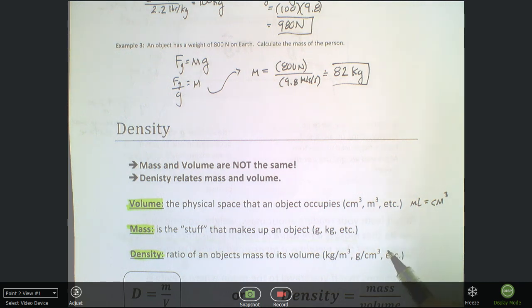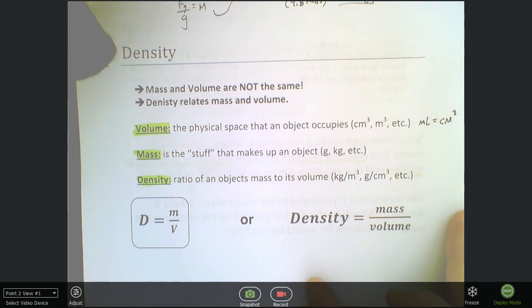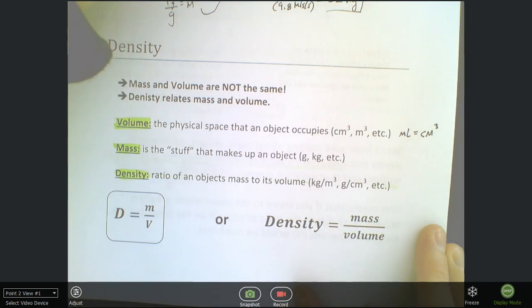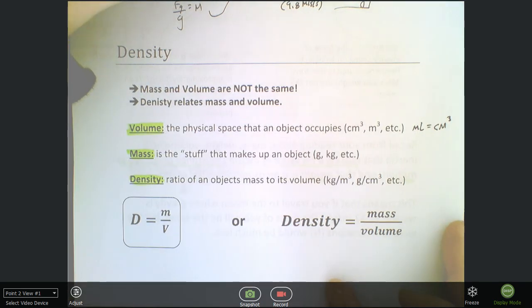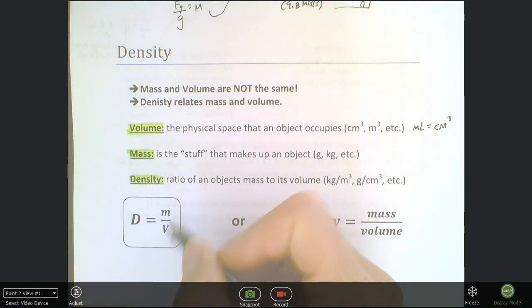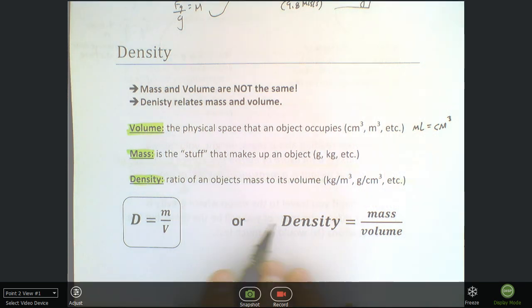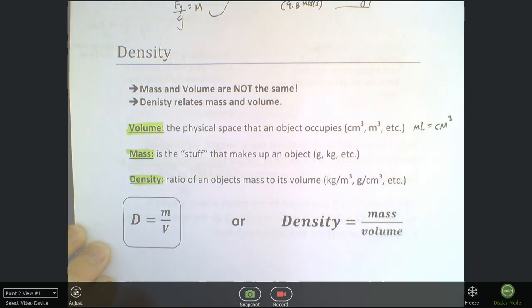It could be anything. It could be grams per meters cubed. It doesn't matter as long as it's a mass divided by a volume. The equation for it, which you did in your previous years, probably in grade school and in grade 9, is density equals mass over volume. So you've got that equation, and you just rearrange the formula as necessary to solve for whichever variable you're looking for.